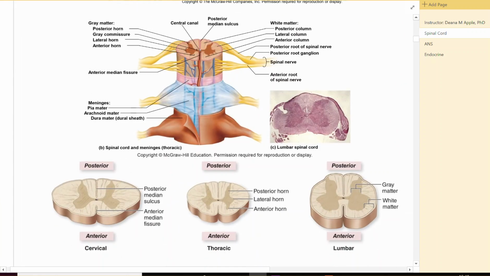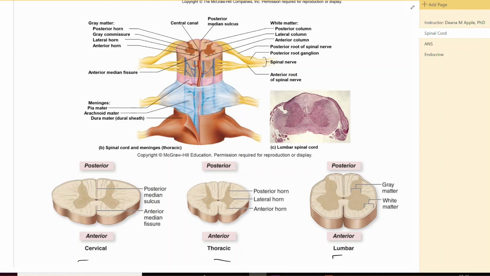As we're going down the spinal cord, different areas have different shapes, different widths, different anatomy. Be able to understand the difference between the cervical, the thoracic, and the lumbar regions just so that you can understand where along the spine you are.